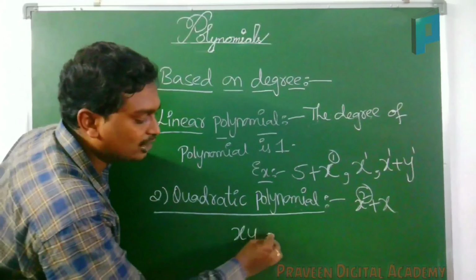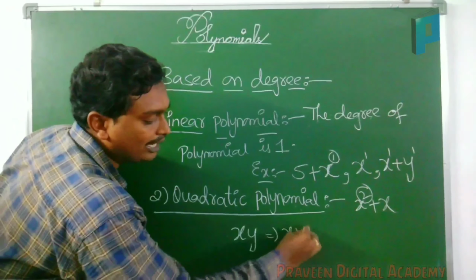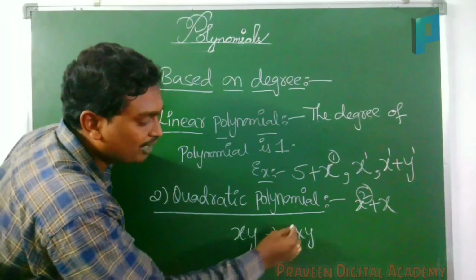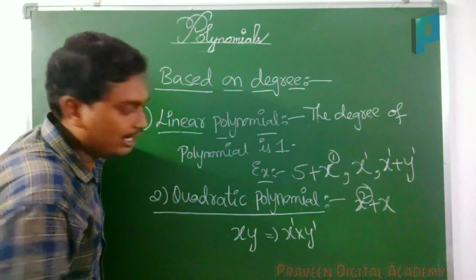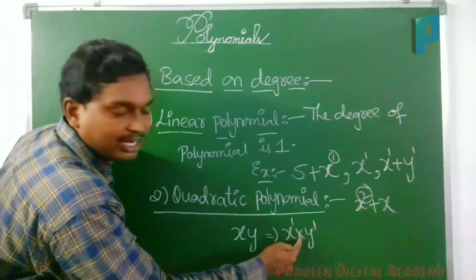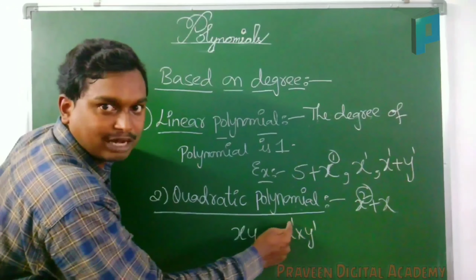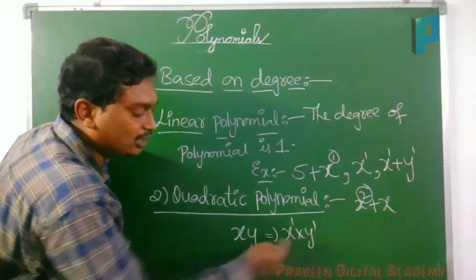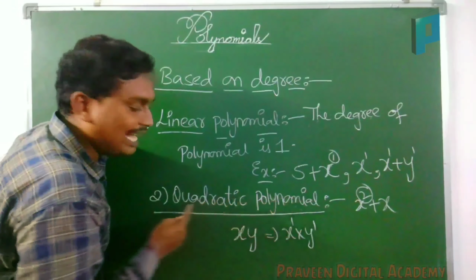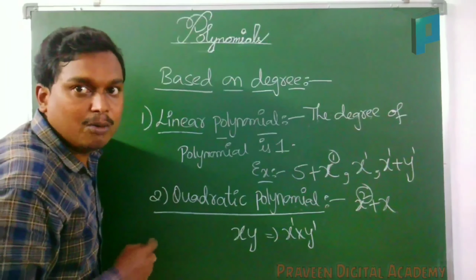Why? Because xy is x into y. What is the power of x here? 1. What is the power of y here? 1. Whenever you have into, you add the powers. 1 plus 1, what is the power here? 2. So we can call xy also a quadratic polynomial.